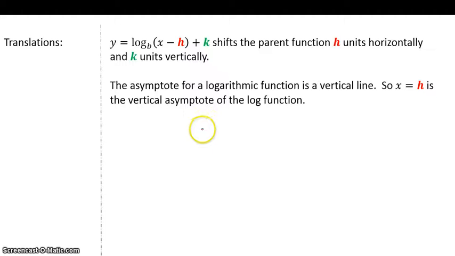Now we just talked about this, but this basically is helping you answer the essential question. The asymptote for a log function is going to be a vertical line, and it's always the vertical line x equals whatever that h value is inside the parentheses inside the log. So if you need to pause to record this and write it down, go ahead.